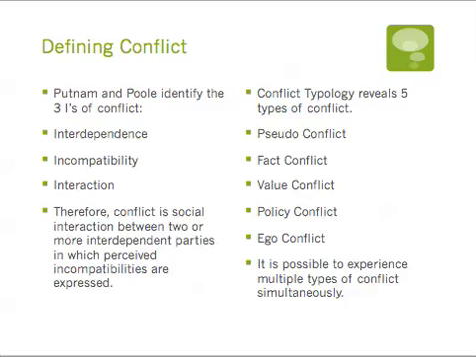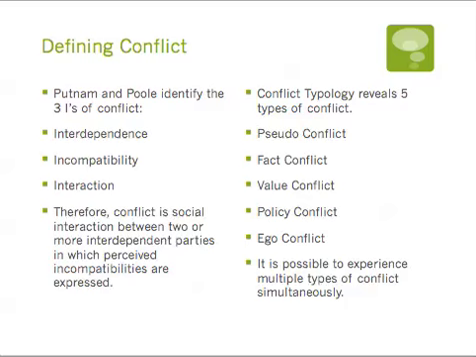Putnam and Poole identified 3 I's of conflict, which make it really, I think, easy to memorize this definition of conflict. There's interdependence, incompatibility, and interaction. So, when you bring it together, you have conflict as a social interaction between 2 or more interdependent parties in which perceived incompatibilities are expressed.